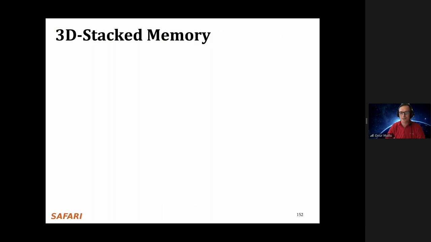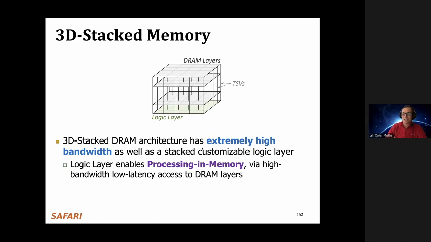So I'm going to go through these slides relatively quickly. But basically, the logic layer enables simple logic to be implemented, and you have extremely high bandwidth and low latency access to the DRAM layers. And you can basically store your bins nicely in these banks and subarrays such that you can exploit the high bandwidth in the logic layer so that you can check many, many bins in parallel.